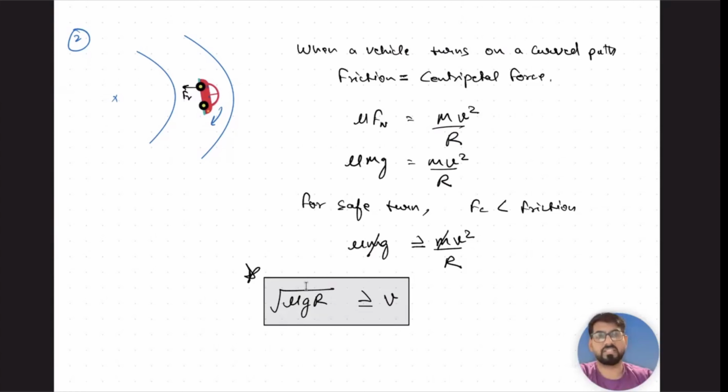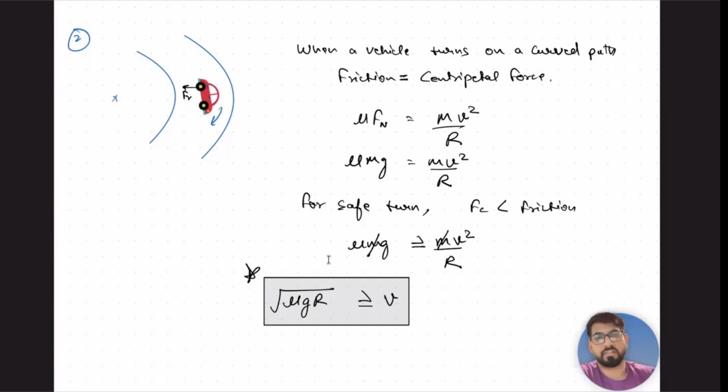Now if I ask you a very important question: you might have noticed that there are banked tracks. The tracks are slightly inclined when you are taking a turn. The road is not completely horizontal. It is slightly inclined inwards. If you're taking a turn like this, it will be like this. Why are they at a certain angle? Yes, the speed can be greater.